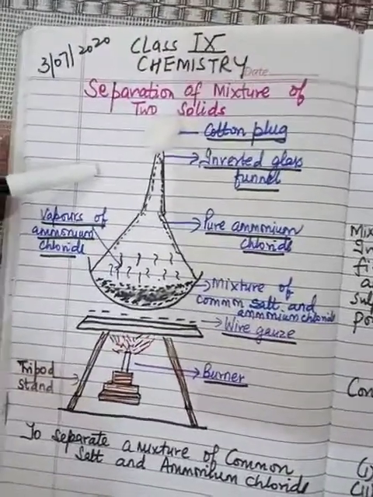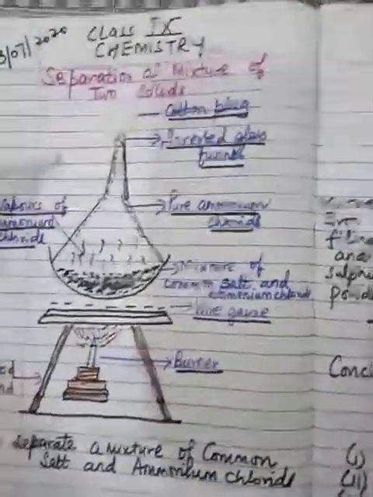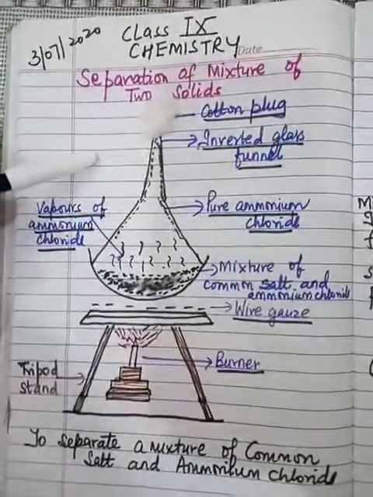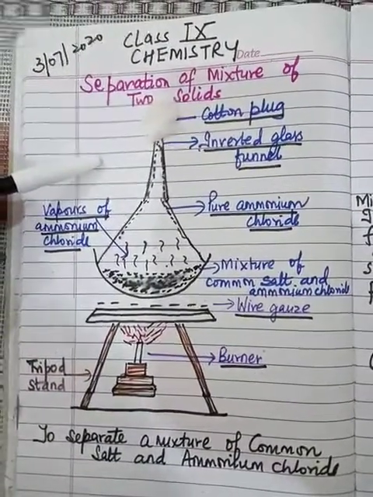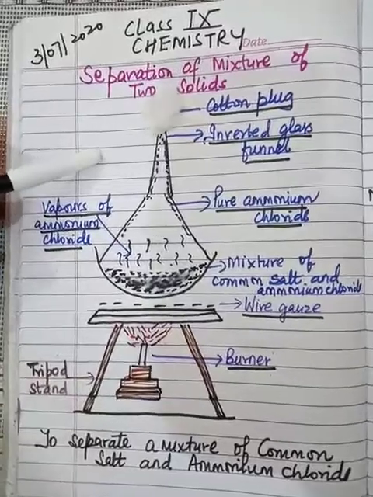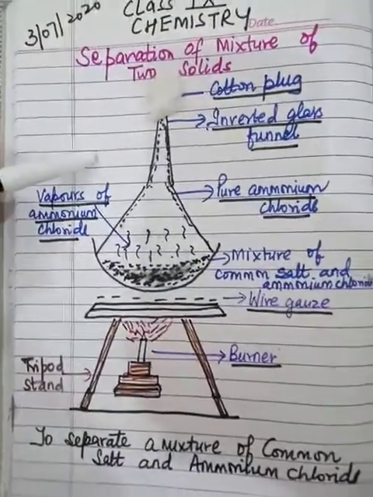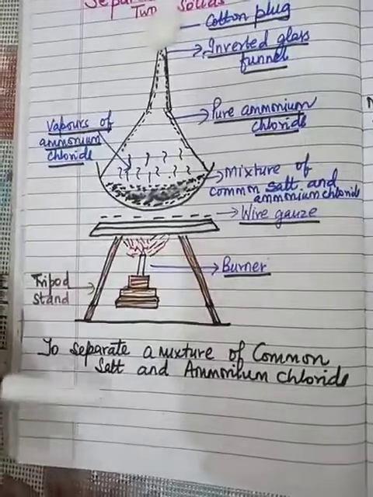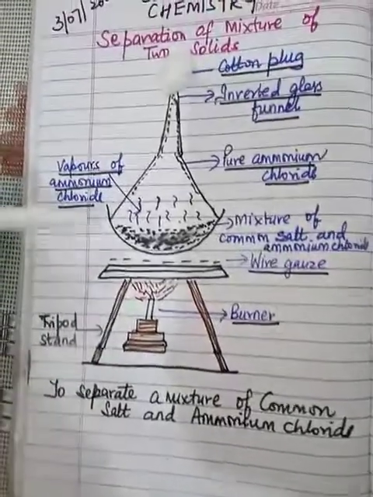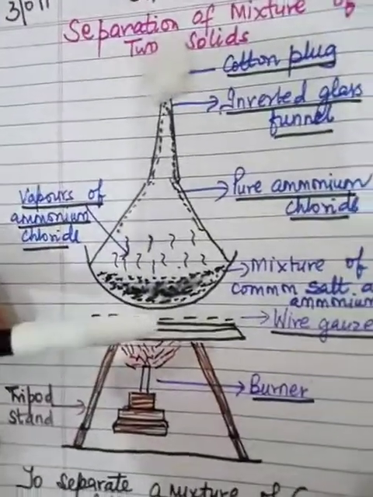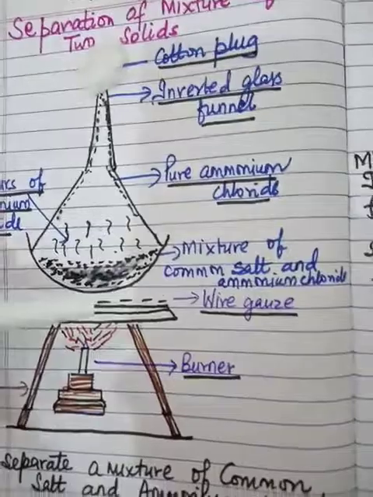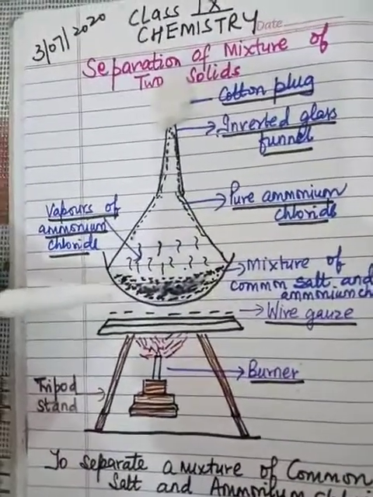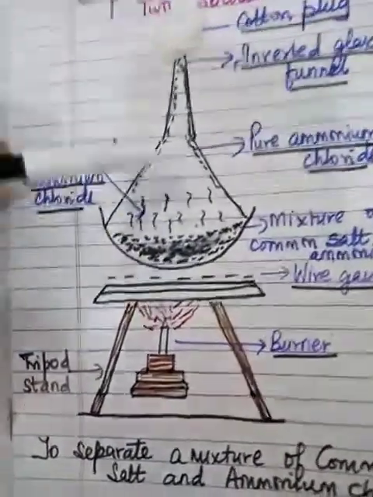Ammonium chloride, iodine, camphor, anthracene can be separated from a mixture by the process of sublimation. It will be clear by taking this example, that is, to separate a mixture of common salt and ammonium chloride. The mixture of common salt and ammonium chloride is taken in a china dish. It is covered with an inverted glass funnel.